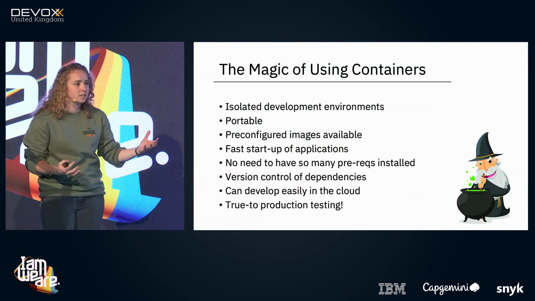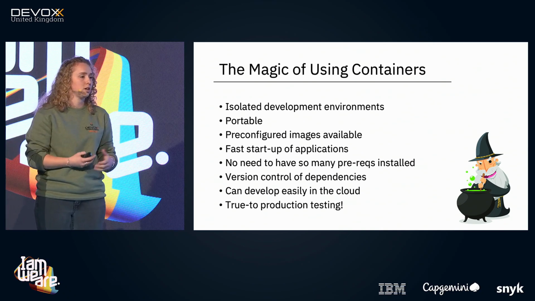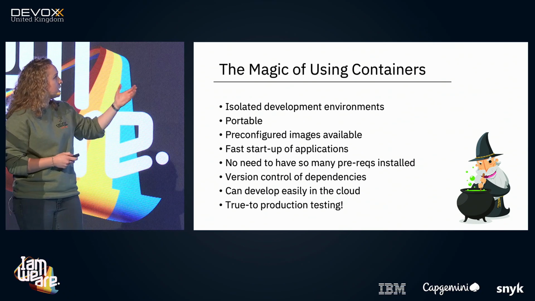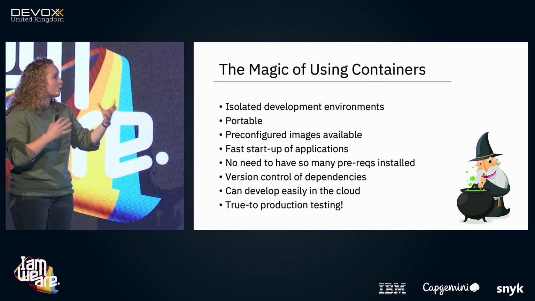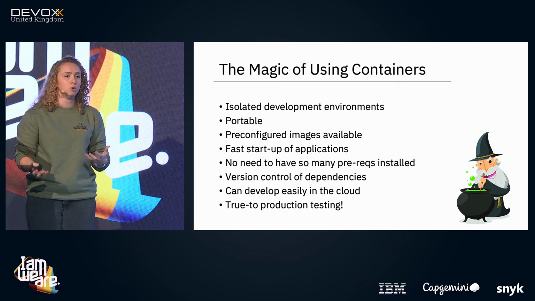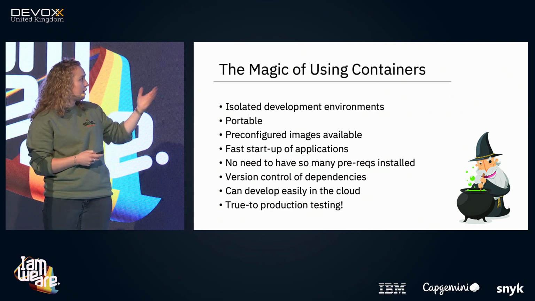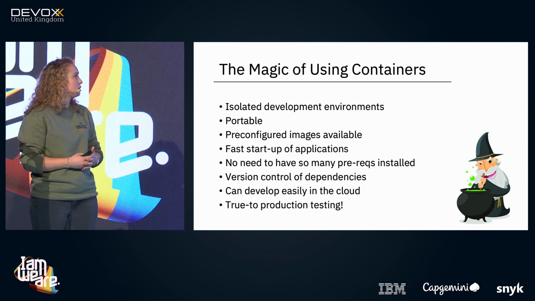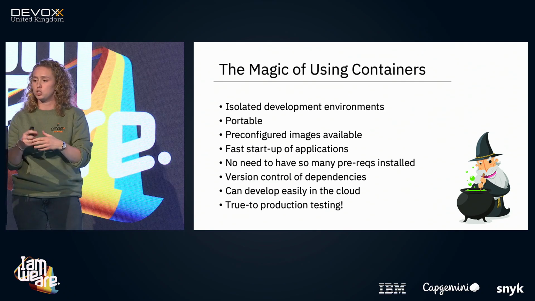So what do containers give us that really can help us with the issues we have around creating integration tests? Well, obviously, containers give us all of this magic. So they give us the fact that we can create these isolated development environments. They're really portable, so we can easily move them from environment to environment. We can enable pre-configured images, for example, really fast startup time of our application. We don't need as many prerequisites installed on our local machine. We can have version control, etc.